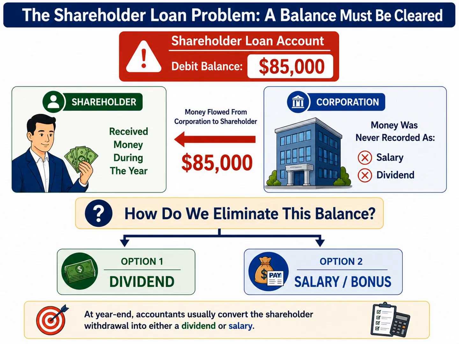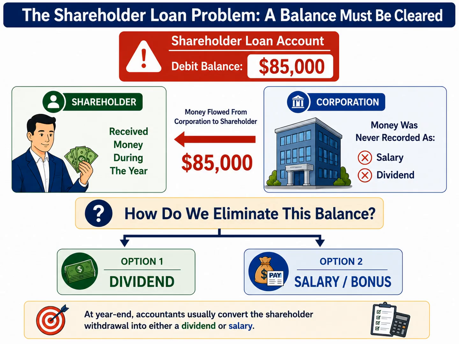Many business owners assume that this balance can simply remain on the books indefinitely. However, from a tax perspective, that is usually not the preferred outcome. Accountants and tax advisors generally want to eliminate, or clear, the shareholder balance before it creates additional tax issues. The question then becomes, how do we remove the balance? In most owner-managed corporations, there are two primary solutions.